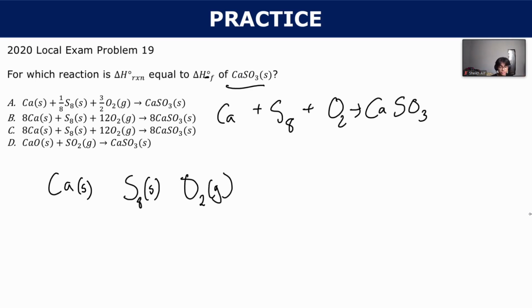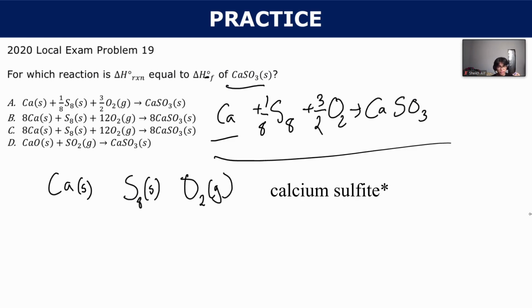So what are the coefficients that we need? Well, calcium is already balanced, so we can just leave calcium as is. We need 1 sulfur, so let's add a 1/8 in front of the S8, and we need 3 oxygen, so let's add a 3/2 in front of the O2. And this entire reaction is going to be the reaction that's going to form calcium sulfite. I don't even know what this is called, but that reaction is answer choice A. And that is the correct answer.